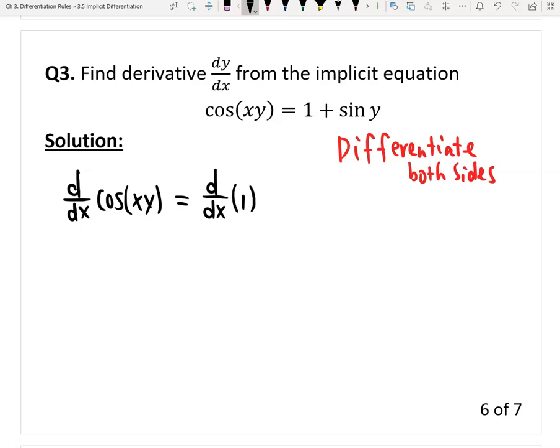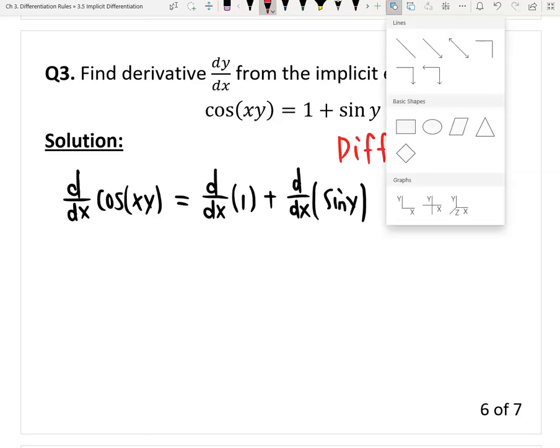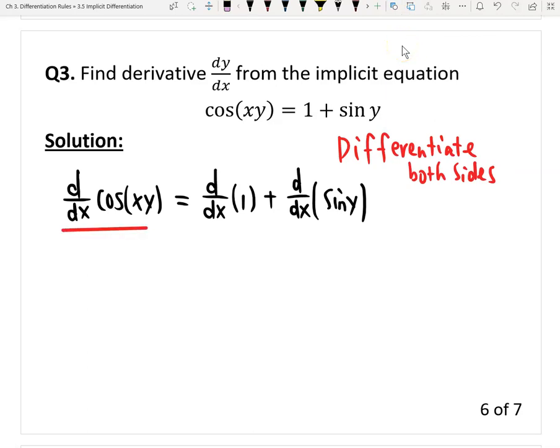The first term won't take a derivative. The second term is this, and the sine y takes a derivative. One by one, we'll look at the first. Which rule do we need to use? First, I look at the function cosine of x times y. This is not cosine x, okay? The variable is x times y. Therefore, this is a composite function. For a composite function, we have to use the chain rule. Everyone knows this. We have to use the chain rule for the first term.